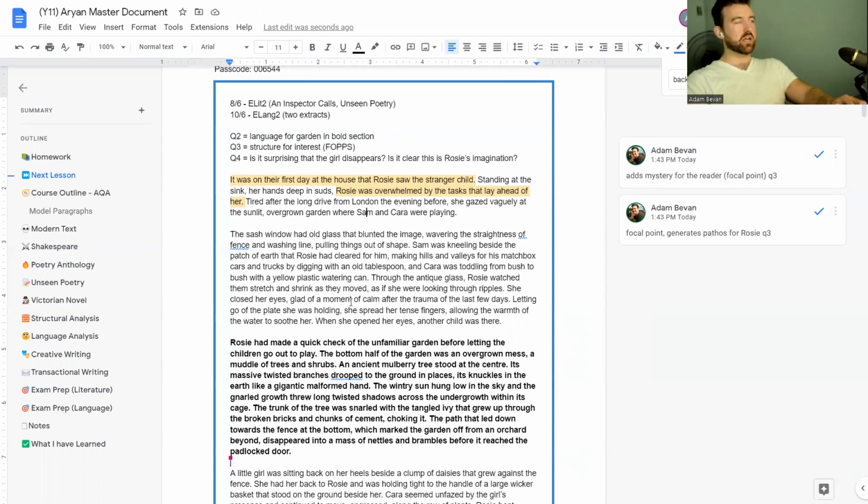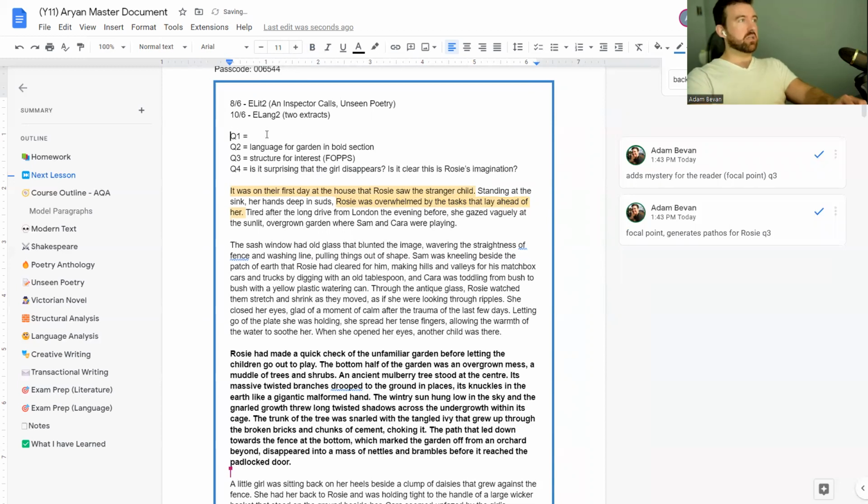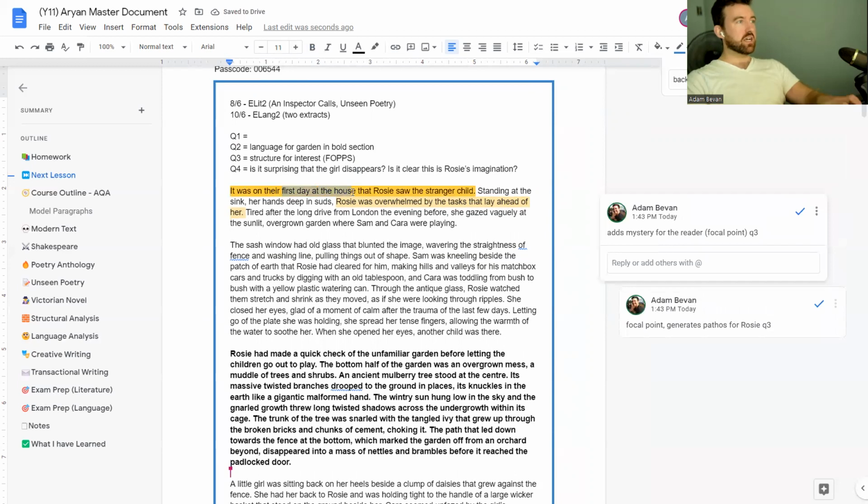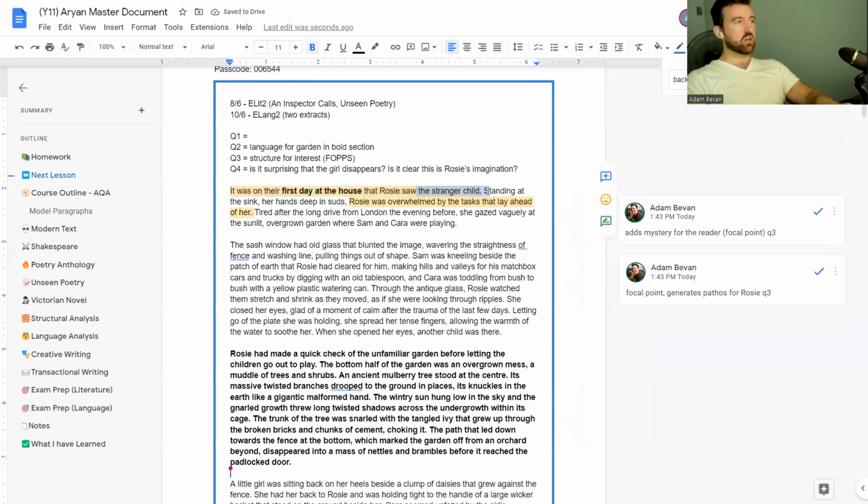and Cara were playing. Now, just as a bonus for you, question 1 was just 4 things we learn about Rosie. And this is how easy that is, people. So it was the first day at the house. That's one thing about Rosie that we learn. Rosie saw a stranger child. That's a second thing. She was standing at the sink. That's a third thing. Or her hands were deep in suds. That would be a fourth thing.